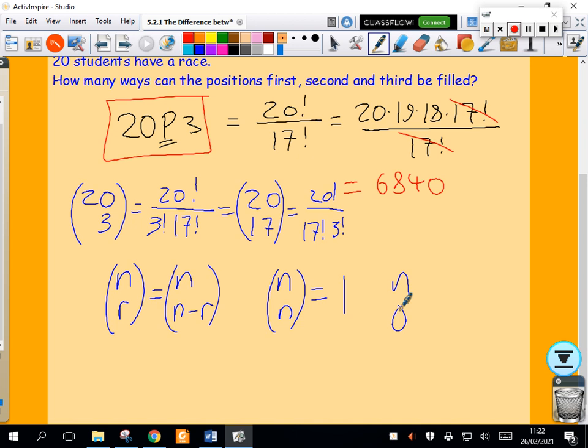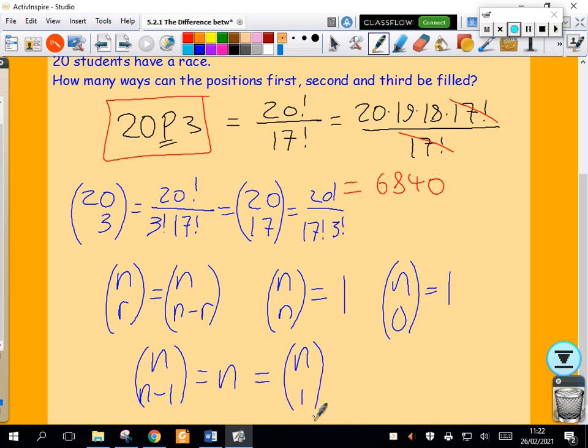Any number choose 0 is always 1. Okay, and any number choose a number that is 1 less than it is always equal to the number itself. And that's always equal to any number choose the number 1. Okay, these are all things we've looked at before. But the big thing in this class really is to remember the connection between, or the difference between, combinations and permutations.